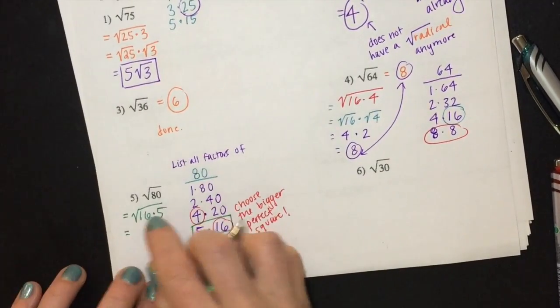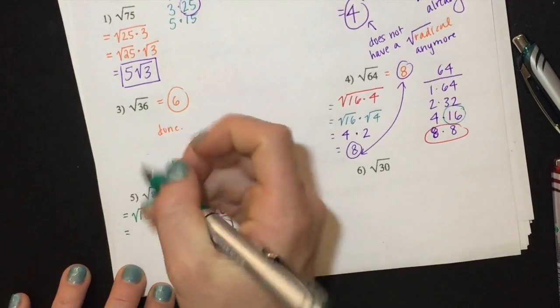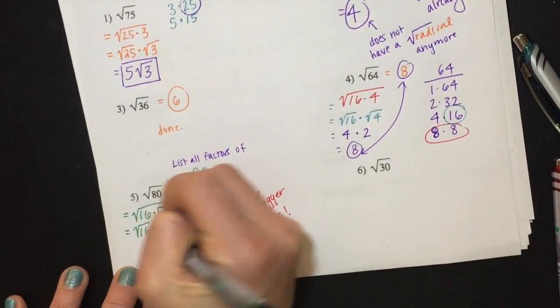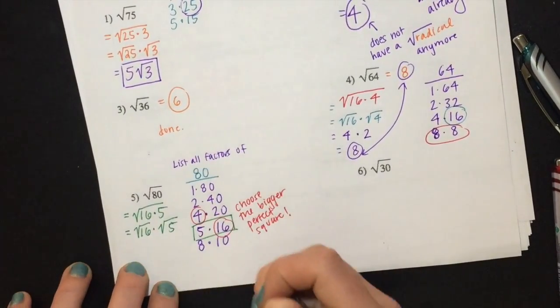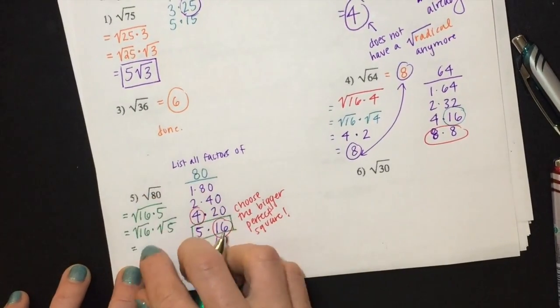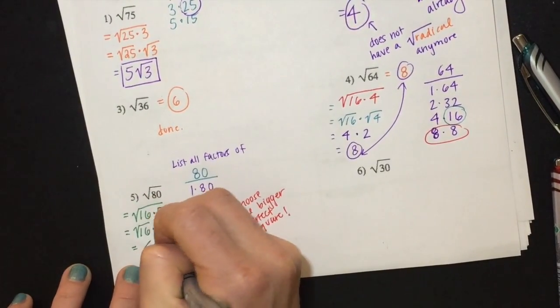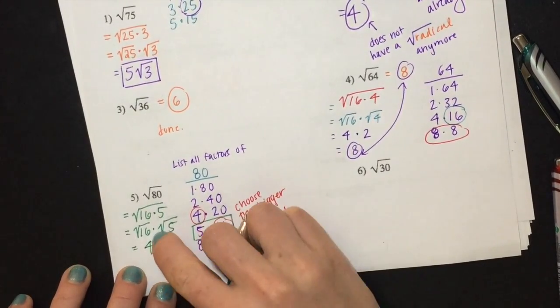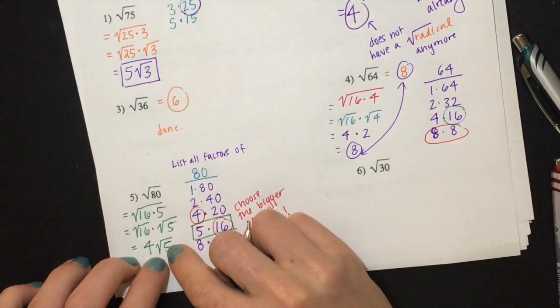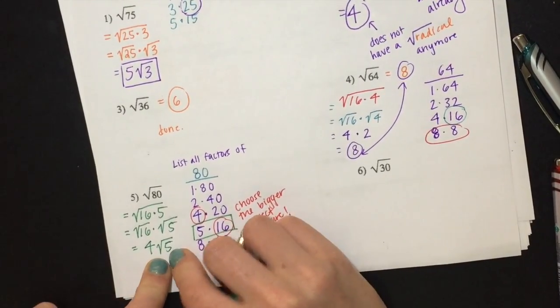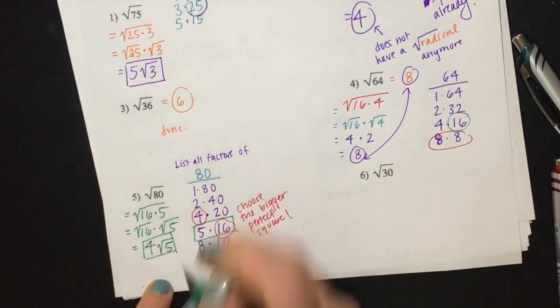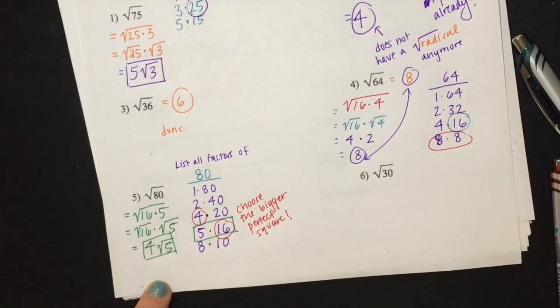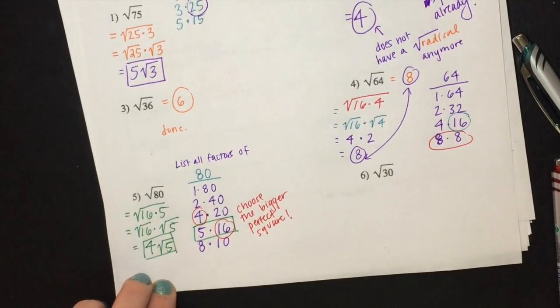Then I can rewrite each one in their own radicals. So I have the square root of 16 times the square root of 5. Square root of 16 is 4 times the square root of 5. Notice I don't need to write the multiplication anymore. 5 can't be simplified any longer, so this is my answer. Done. Ta-da! Let's do one more.